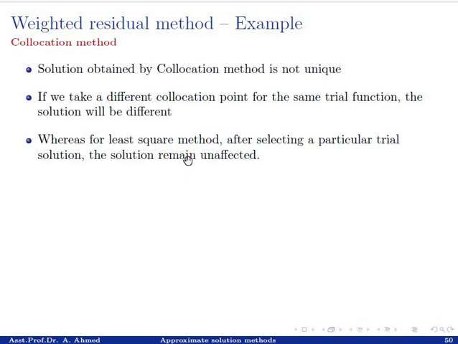So the solution obtained by the collocation method is not unique. Even using the same trial function, you can have different solutions. And if we take a different collocation point for the same trial function, the solution will be different. Whereas for the least square method, after selecting a particular trial solution, the solution remains unaffected.